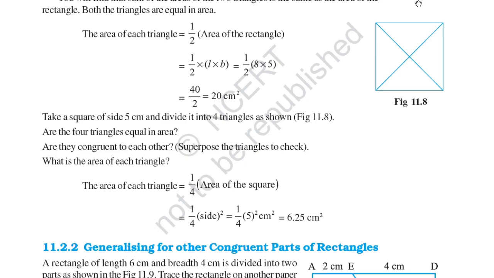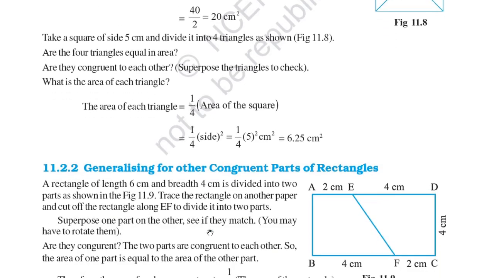You can see that there are 4 parts, so 1 by 4 the area of the square. So it will give 1 by 4 into 5 square, that is 25 upon 4, which is equal to 6.25 centimeter square. So you should remember that in the case of a rectangle it was 1 by 2 length into breadth, and in the case of a square it is 1 by 4 side square.